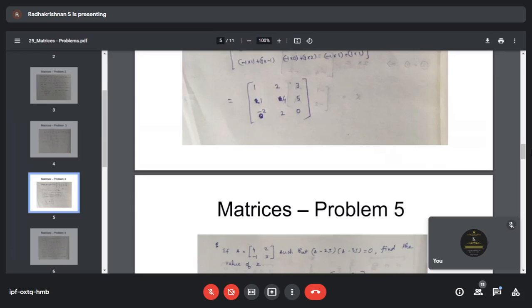This will be a little complicated, because once you write A minus 2I and A minus 3I, both will have x. So when you multiply them, there will be many x terms. So you have to equate each one to 0.